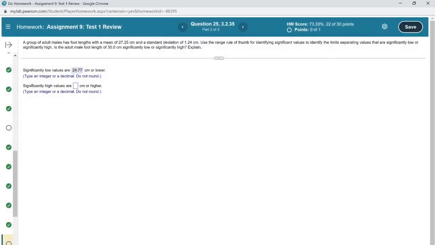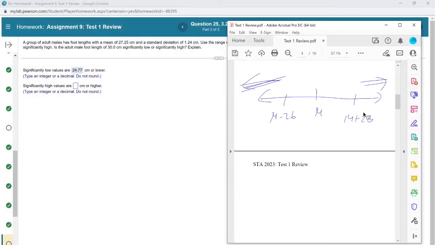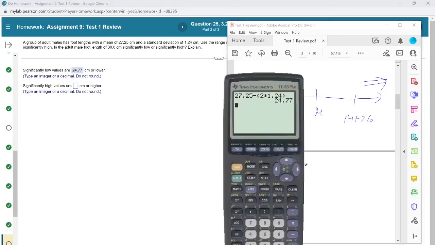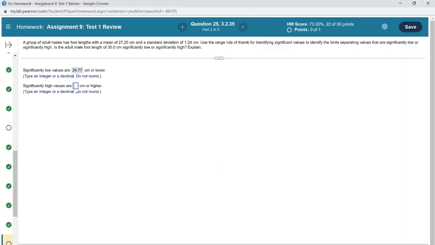For significantly high values, one more time, anything greater than the mean plus 2 times the standard deviation is a significantly high value. So we are going to do the same thing, but this time it's 27.25 plus 2 times 1.24. So anything greater than 29.73 is a significantly high value.